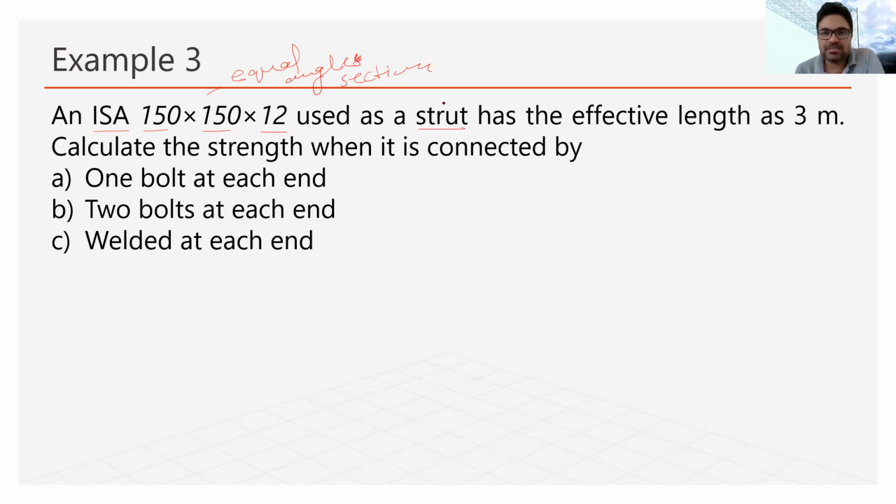Well, a strut is a compression member, so if the angle is in compression, then we call it a strut. If the angle is in tension, we call it a tie. Okay, so you need to understand the difference.